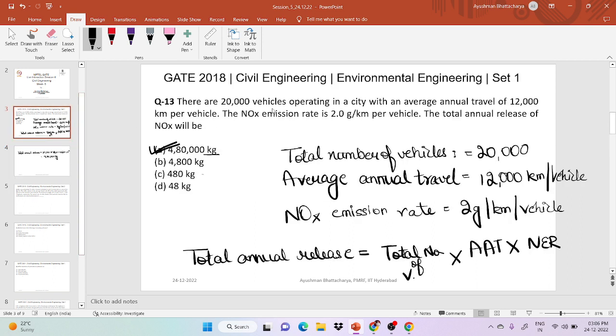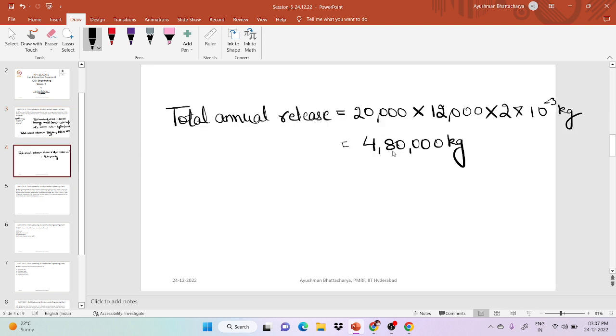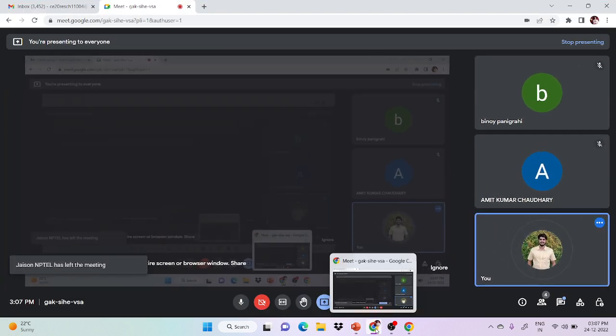So whenever you get this kind of question, it is always better to first see the units and then proceed. In the question they are mentioned in gram, however in the options they are mentioned in kg. So the answer is 4,80,000 kg. So does anyone have any doubt in this question? Anyone has any doubt?